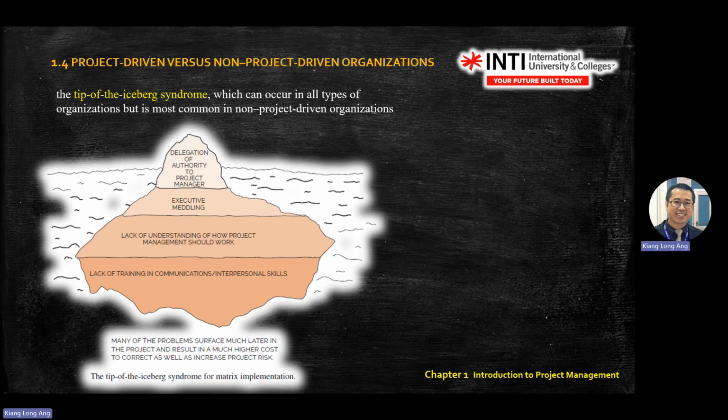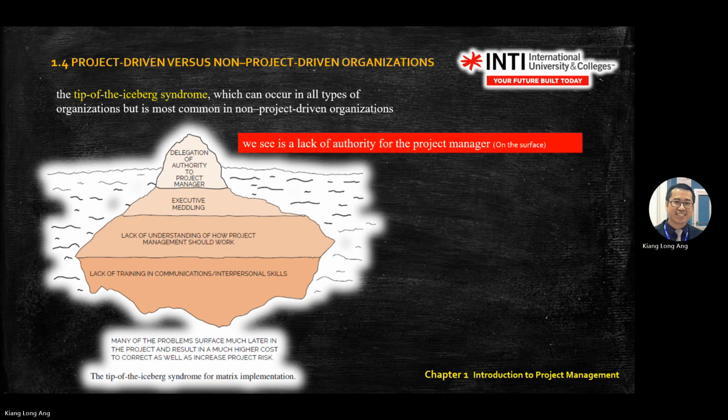Okay, so many of the problems surface much later in the projects and result in much higher cost to correct, as well as increase the project cost. So in this case, you see that on the surface there is a lack of authority given to the project manager. If you have a lack of authority given to the project manager, then you will have a big problem under the iceberg.